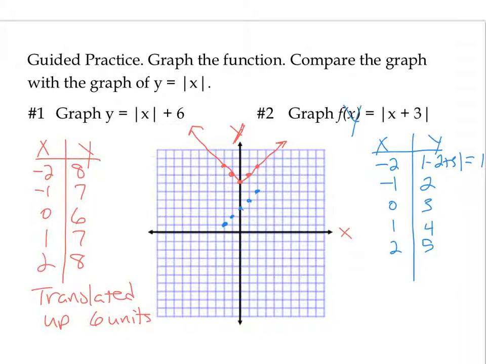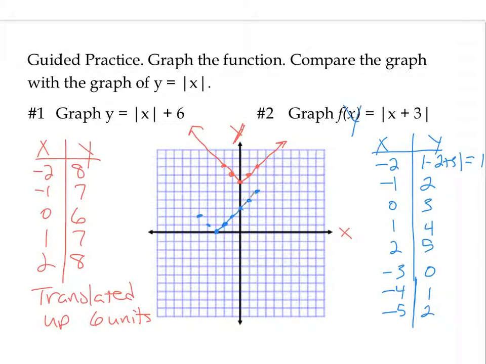Maybe we need some different negative values. So let's try negative 3, negative 4, negative 5. Let's see if those give us anything different. So if I plug negative 3 in for x, I get negative 3 plus 3 is 0. Absolute value of that is 0. I plug in negative 4 plus 3 is negative 1. The absolute value of that is 1. And I plug in negative 5, I'd get negative 2. I take the absolute value, I get positive 2.